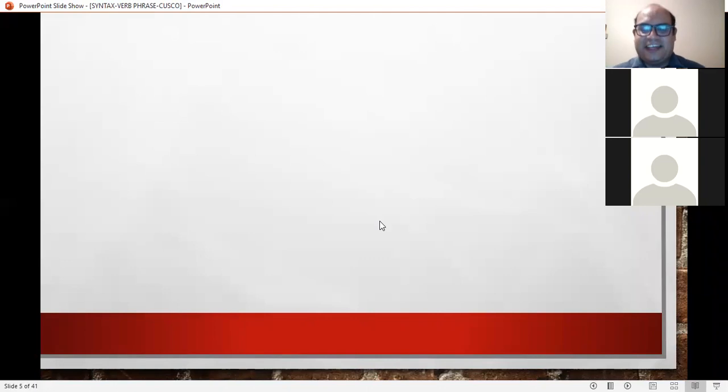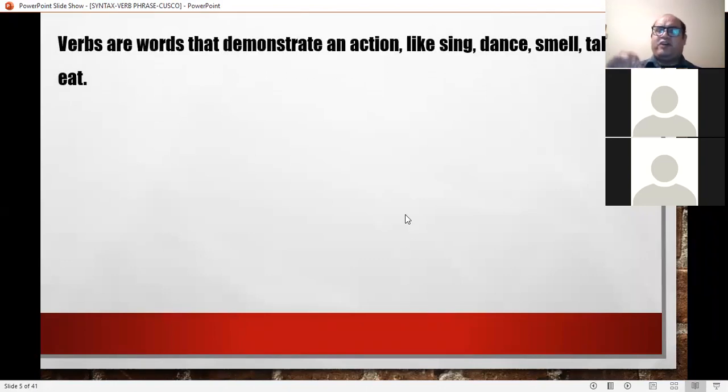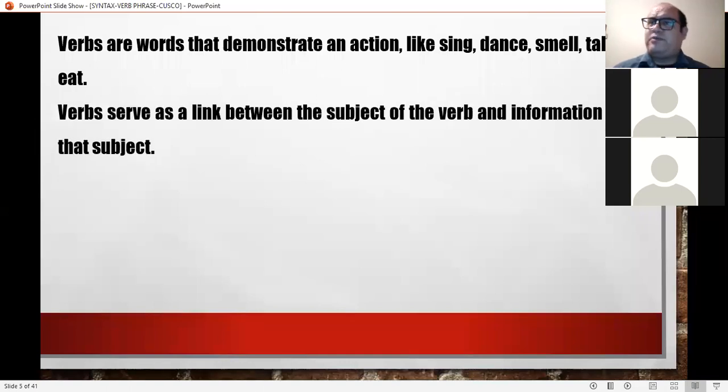All right. So here we have to continue, and we are going to talk more about verbs. What are verbs? Verbs are words which demonstrate an action, like sing, dance, smell, talk, and eat. Also, verbs serve as a link between the subject of the verb and information about the subject. So notice here the two uses of the verb. They represent actions, like singing, dancing, smelling, talking, and eating. But they also serve as a link, a connection between the subject and information about the subject, okay?